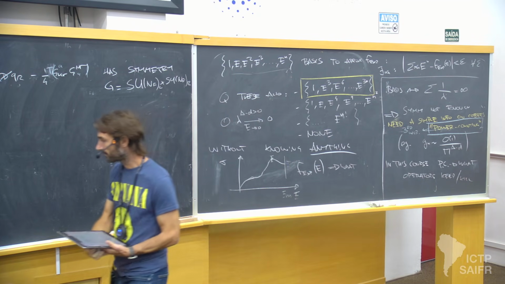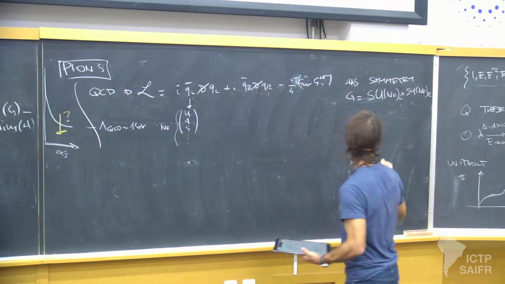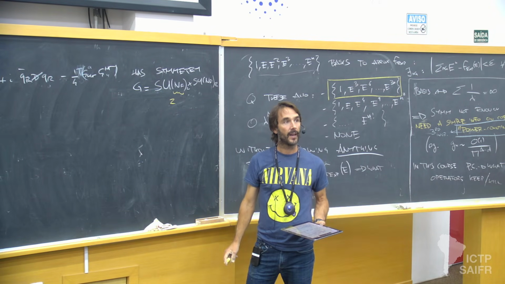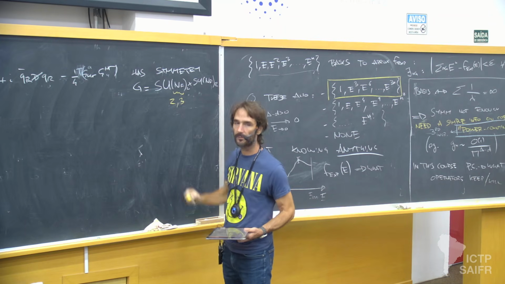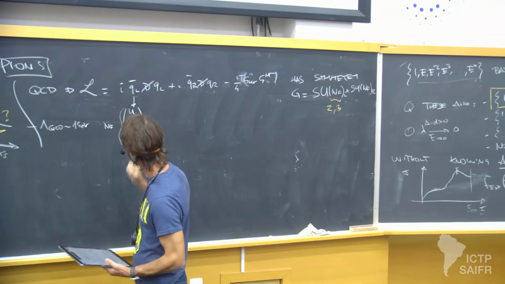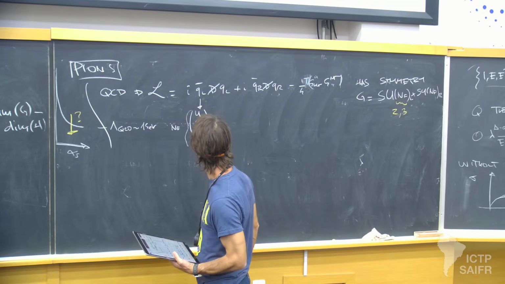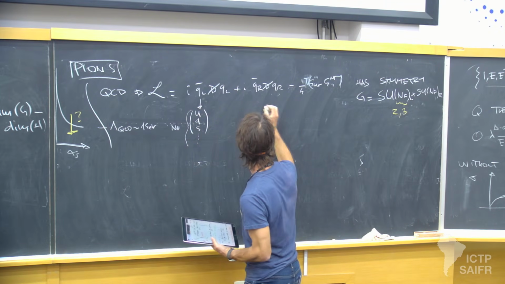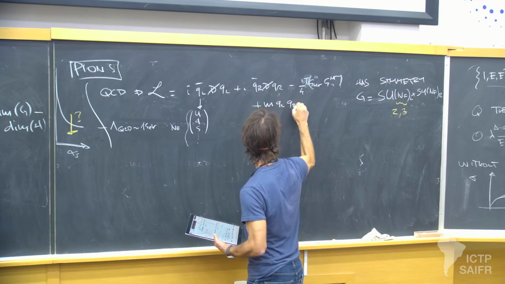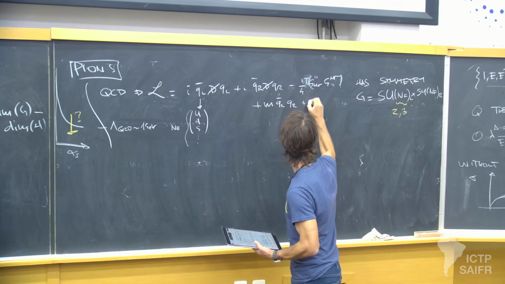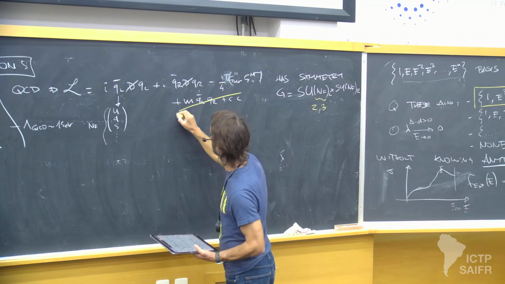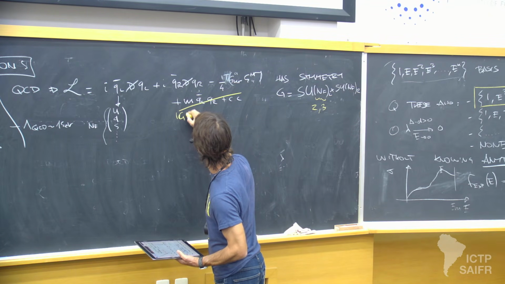And in what follows, I will take NF equal 2 today, and maybe 3 tomorrow. The reason is that there are some mass terms for the quarks that have this form, but I will ignore them for the time being.